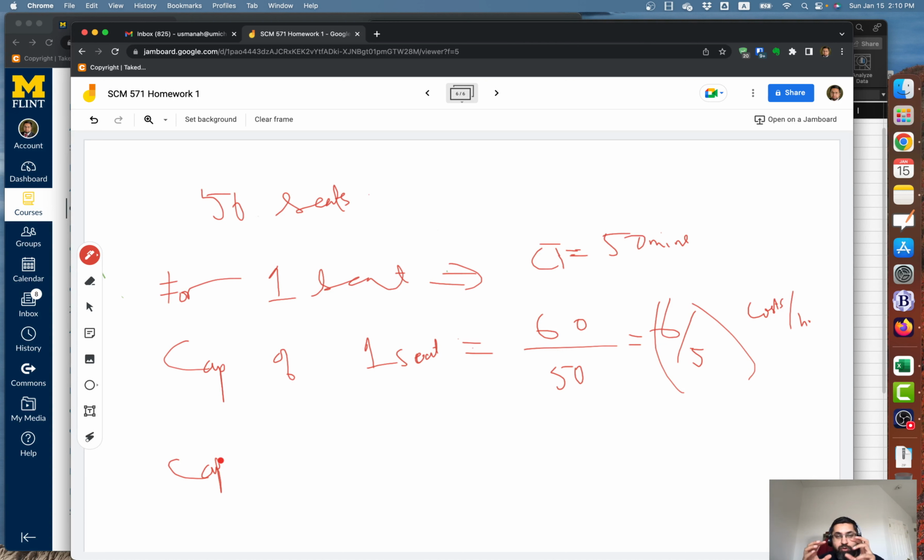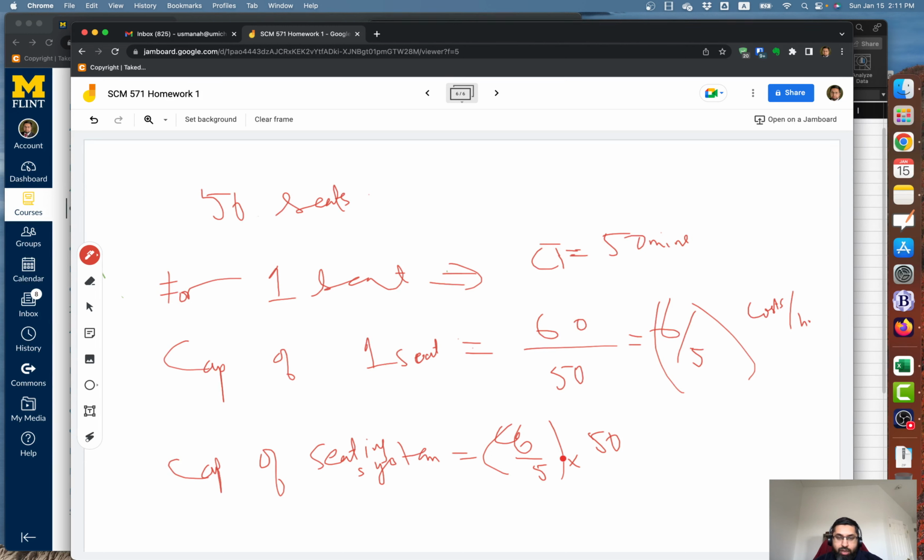Remember, when you have things working in parallel, capacity just adds up. So you take the capacity of one seat, you add it 50 times to get the capacity of 50 seats. Adding the same number 50 times is the same thing as multiplying it by 50. So capacity of seating system, which has 50 seats, equals capacity of one seat, which is 6 over 5, multiplied by 50.